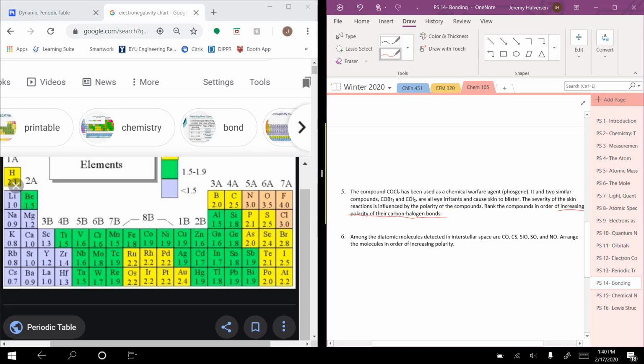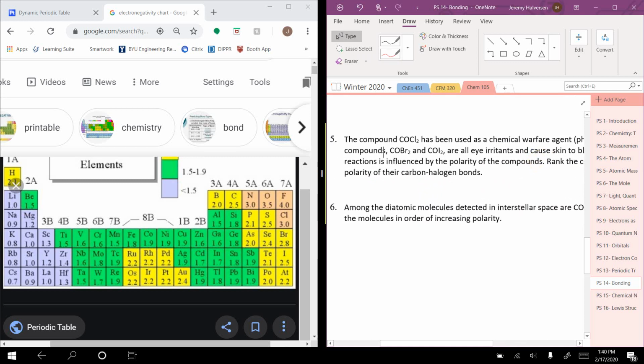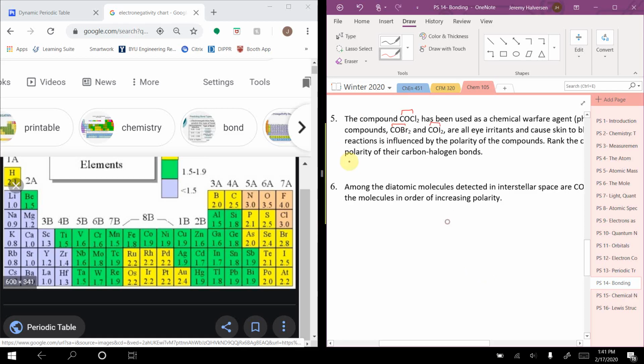What does that mean? Carbon-halogen means you don't really need to know what that molecule looks like because they're telling you that you've got a bond between a carbon and the halogen in that molecule. And we want to go increasing polarity. So we have C to Cl, C to Br, and C to I. Well, C is 2.5. Cl is 3, that's a difference of 0.5. Br is 2.8, that's a difference of 0.3. I is 2.5, that's a difference of 0. So if we're doing increasing polarity, that difference of 0 is going to be the least polar. So that's going to be COI2, followed by COBr2, followed by COCl2. That's increasing polarity.